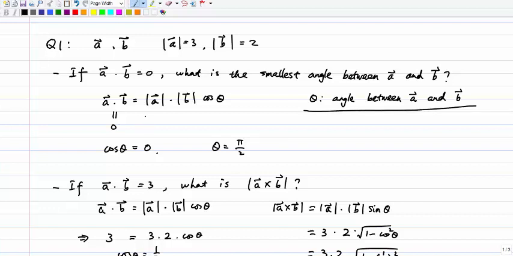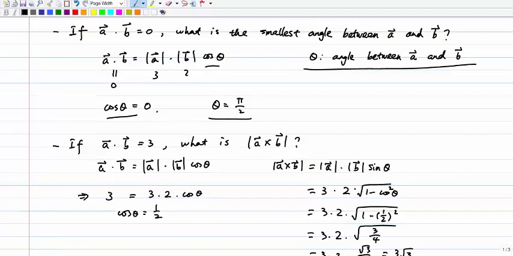Because a dot b is 0, and the norms are 3 and 2, cosine theta will be 0, right? Which means my smallest angle will be pi over 2. That's the smallest angle that can make cosine theta 0.